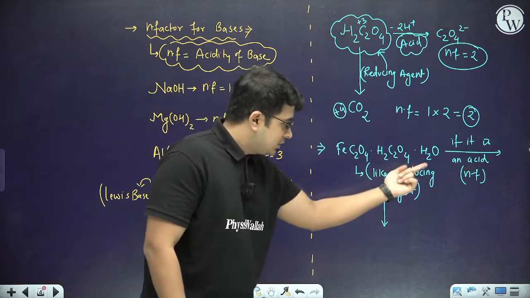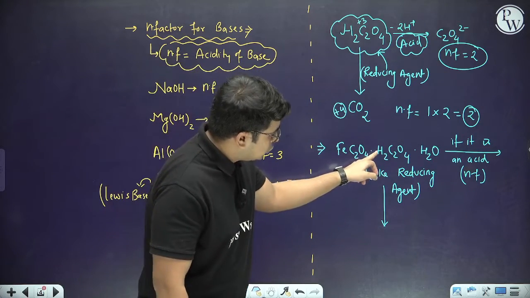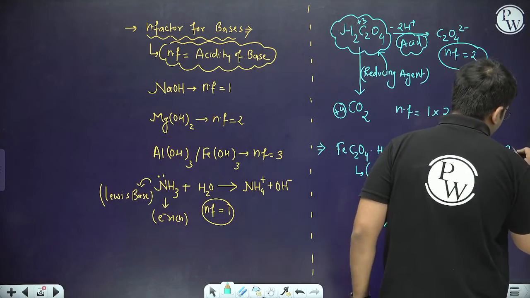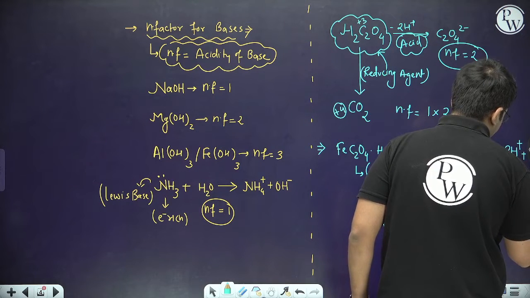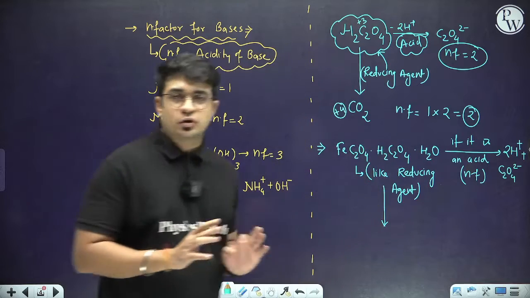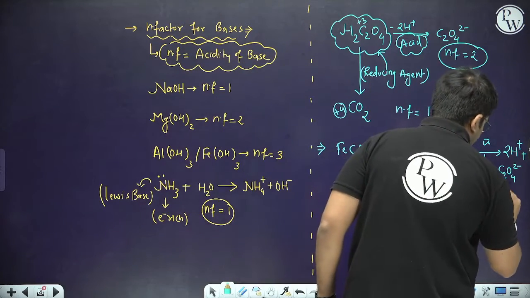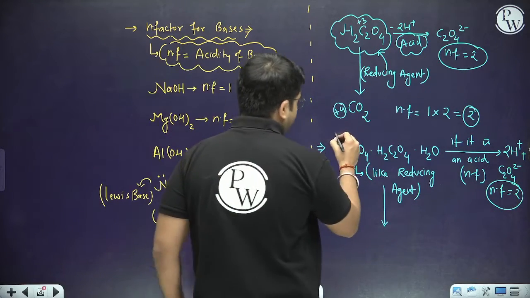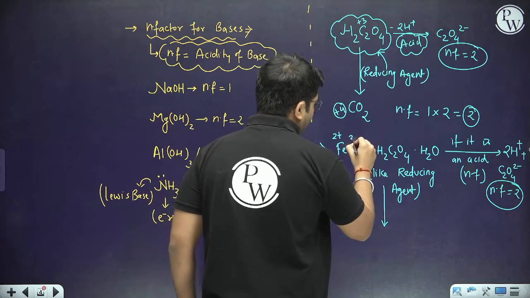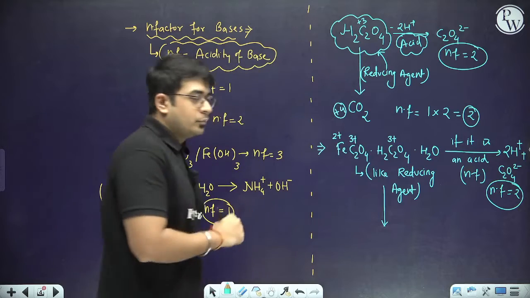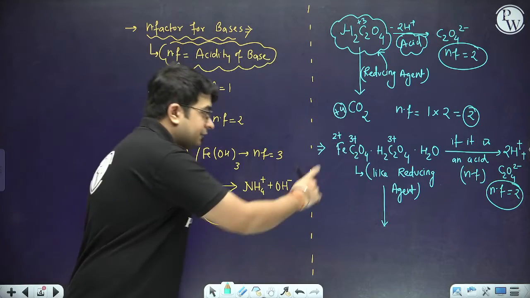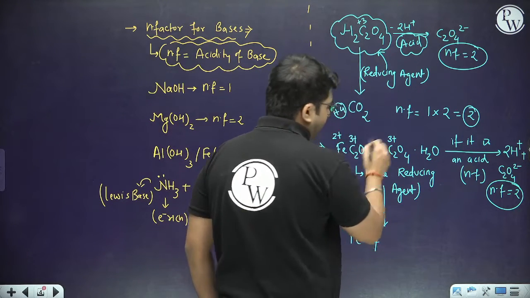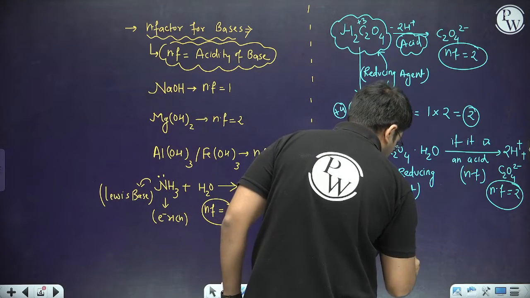So if this entire species is acting like an acid, then only this H2C2O4 is the active species, and it is going to be converted into 2H+ plus C2O4 2-. The rest of the salt is going to remain the same. So in that case, the N factor will be 2 only. But in case of a reducing agent, you know that Fe is present in 2+, carbon is present in 3+, and every species is going to participate. If they are behaving like a reducing agent, then Fe is going to convert into Fe3+, and the entire C2O4 part is going to be converted into CO2.